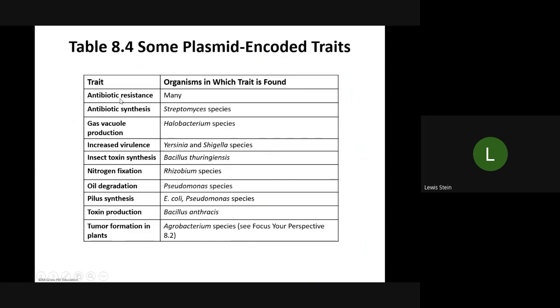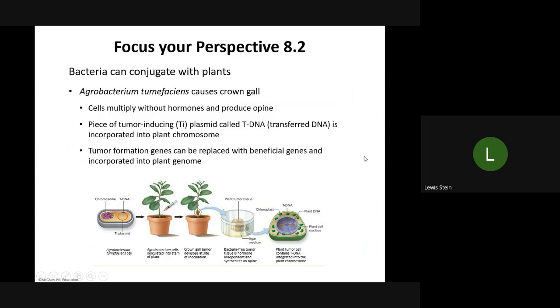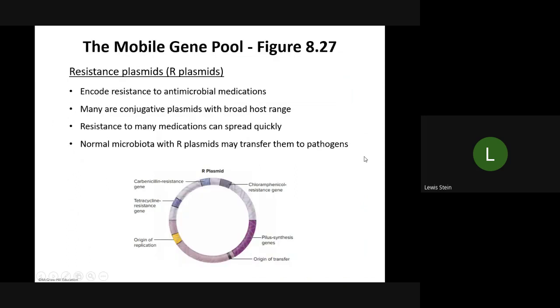And so you can see antibiotic resistance, antibiotic synthesis, increased virulence. So Yersinia plague, Shigella dysentery, toxins, oil spill degradation we use Pseudomonas for, anthrax toxins. So there's a lot of different things theoretically and in real life that are there. And I'm not going through it. I just want to show you this one about resistance plasmids.